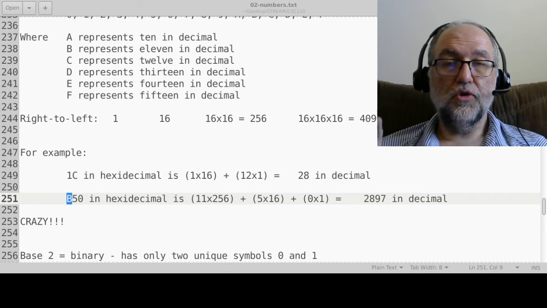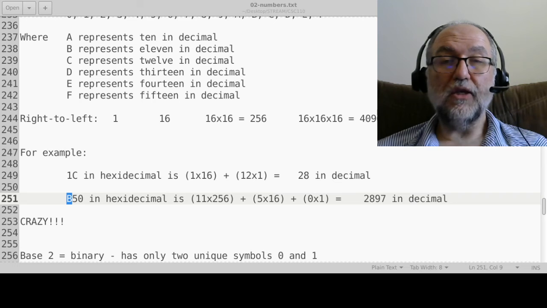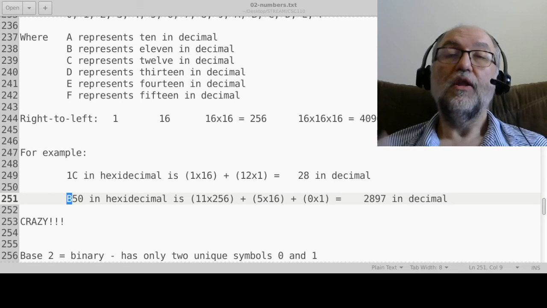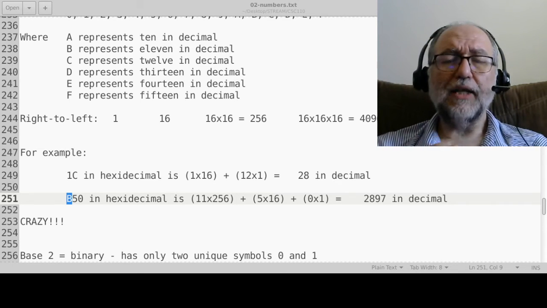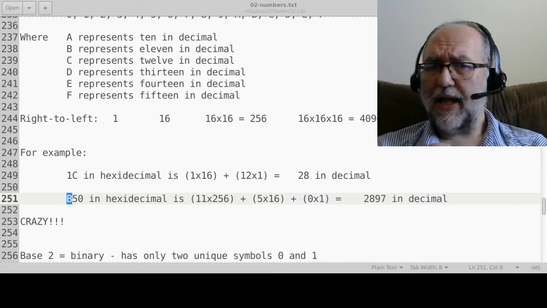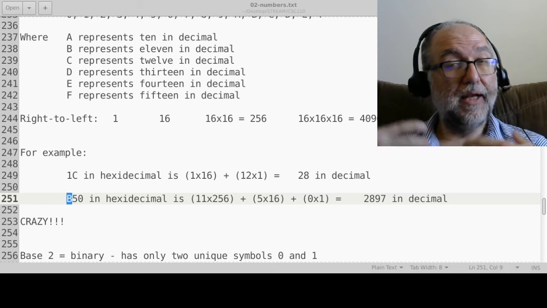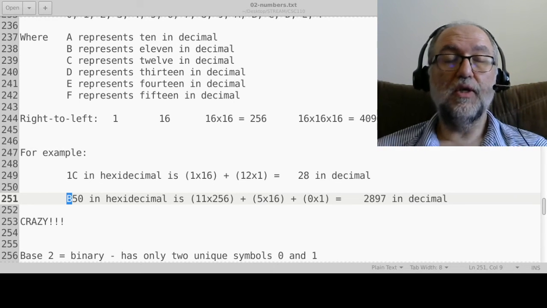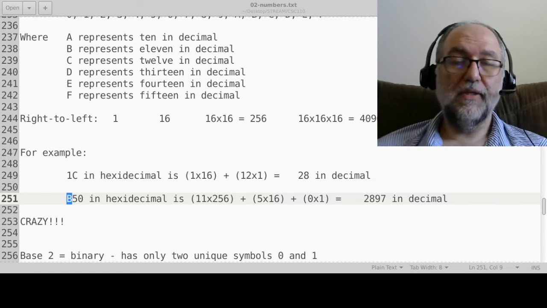20, 21, 22, 23, 24, 25, 26, 27, 28, 29, 2A, 2B, 2C, 2D, 2E, 2F, 30, and so on. Notice that when I got to 29, 9 was not the end. 29 is followed by 2A, 2B, 2C, 2D, 2E, 2F. F is the end. So after 2F we go to 30.